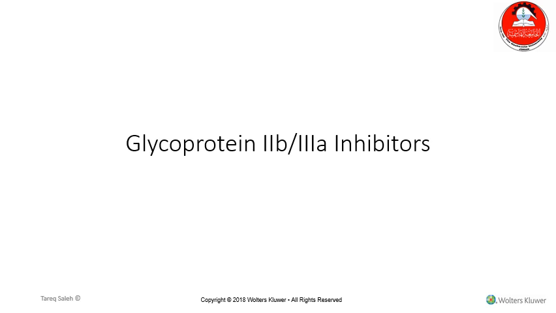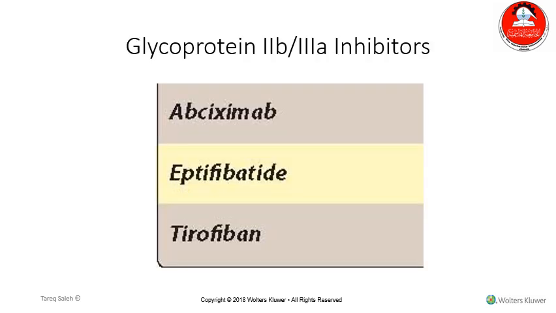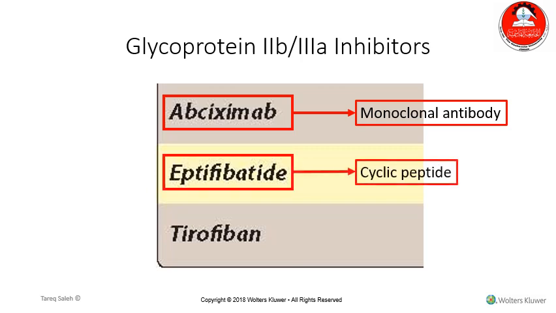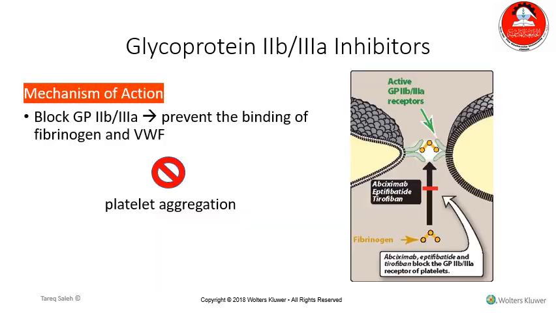Let's now move on to the last category of drugs that can also have an antiplatelet effect. And now we'll talk about the glycoprotein 2B3A inhibitors. There are three drugs that fall into this category: abciximab, which is a monoclonal antibody, eptifibatide, which is a cyclic peptide, and tirofiban. So remember that we said that the glycoprotein 2B3A receptor plays a key role in stimulating platelet aggregation. Two receptors from two adjacent platelets bind a fibrinogen molecule, and then they form a cross-link between adjacent platelets.